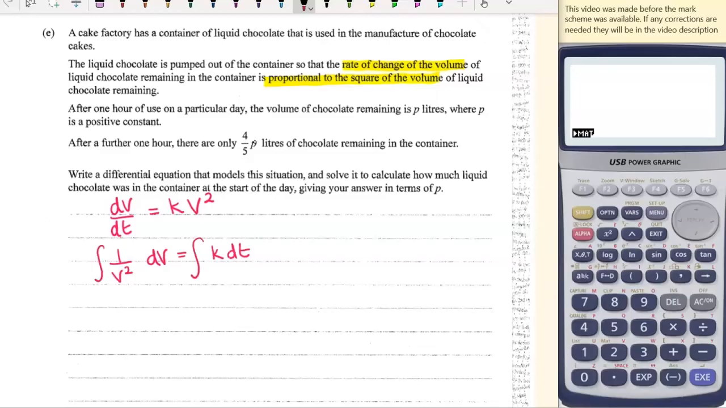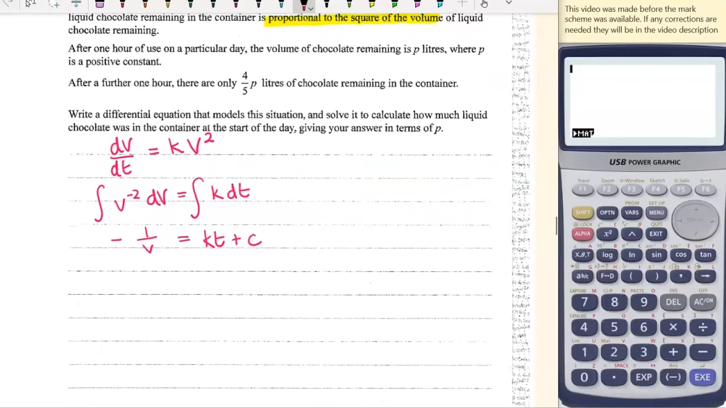We're going to integrate both sides. Now 1 over V squared is the same as V to the minus 2. So if we increase the power by 1, we get minus 1, and we're going to divide by the new power, so dividing by minus 1 makes that a negative. So that's equal to kt plus c by integrating that right-hand side. And I'll just rewrite this as minus 1 over V. It's probably going to help later on.